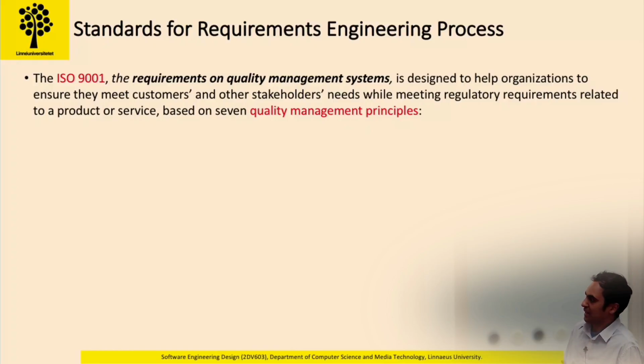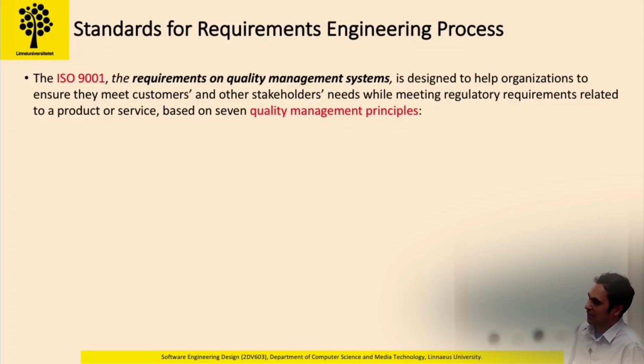So for the requirements engineering process, there is a standard. You already know, I'm sure, ISO, right? So they have hundreds of thousands of standards for different industries. One of the standards they have is ISO 9001, where they proposed a guideline for organizations that want to develop software, not only software, any product, and they want to make sure that those organizations meet the customers and stakeholders' requirements at the same time, and comply to the regulators or standards or any other constraints.